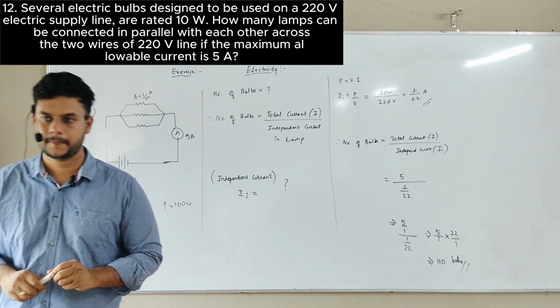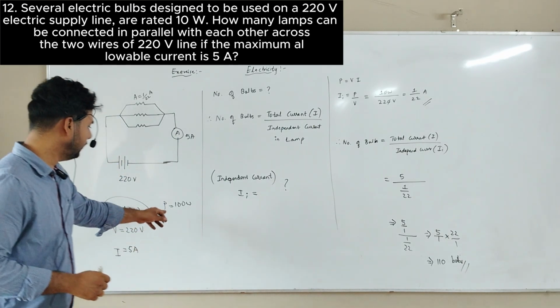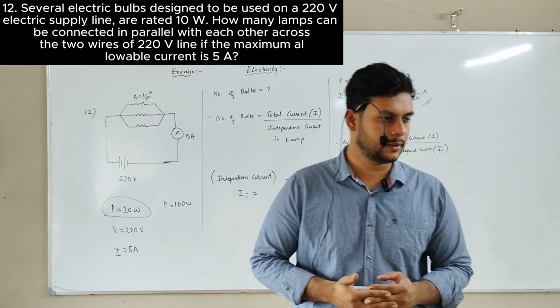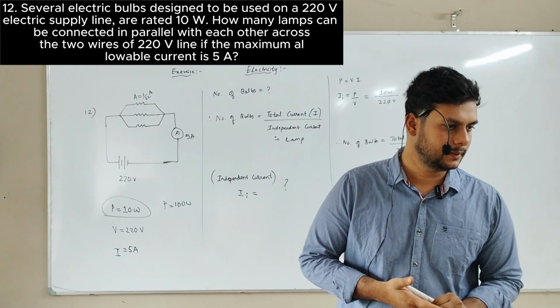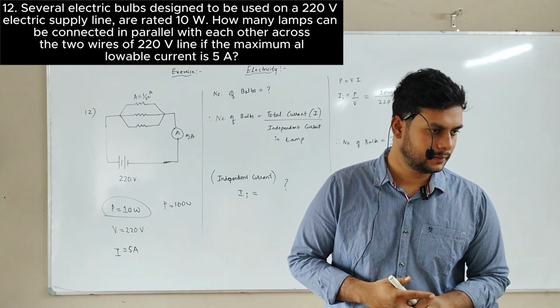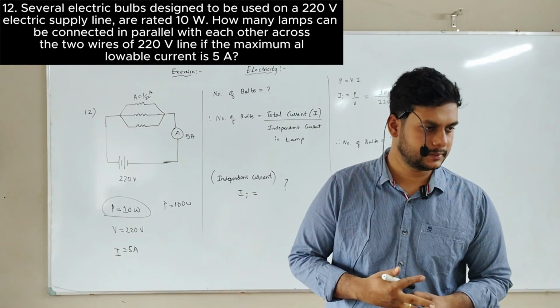Any doubts? Take it. This is your homework. Take P is equal to 100 watts and check how many number of bulbs will sit there. How many lamps can be connected in parallel with each other across 2 wires of 220 volts? 110 is the answer. Check answer.